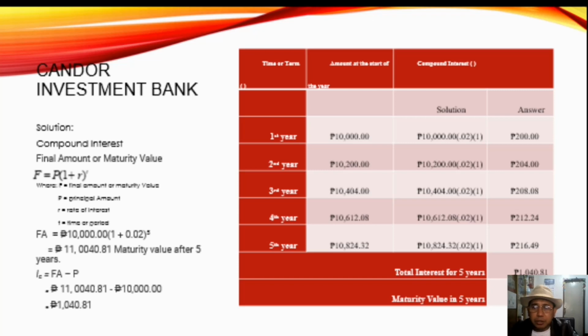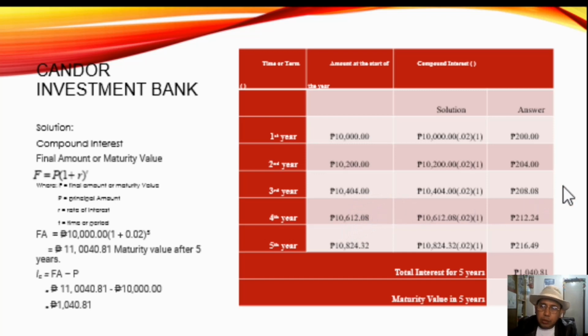So in the third year of computation, what would be the interest after 3 years? So you will notice the interest would be 208. Why 208, not 204 or 200? It is because your new principal in the third year will already be 10,404 pesos.